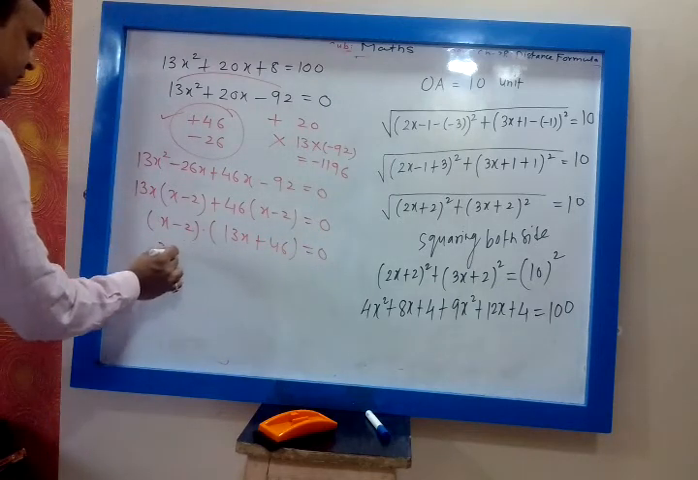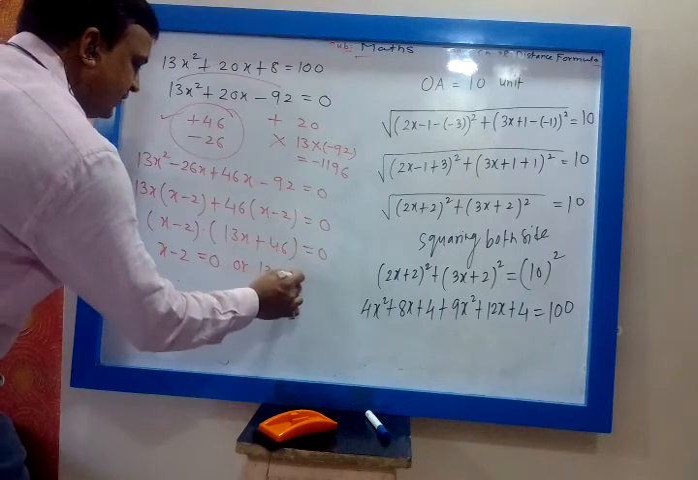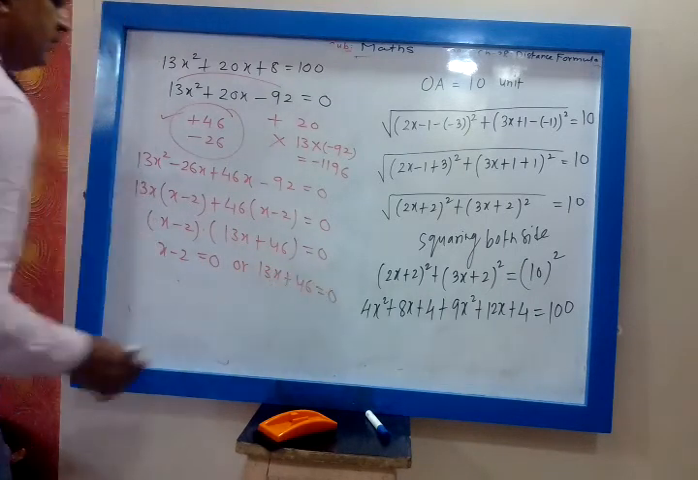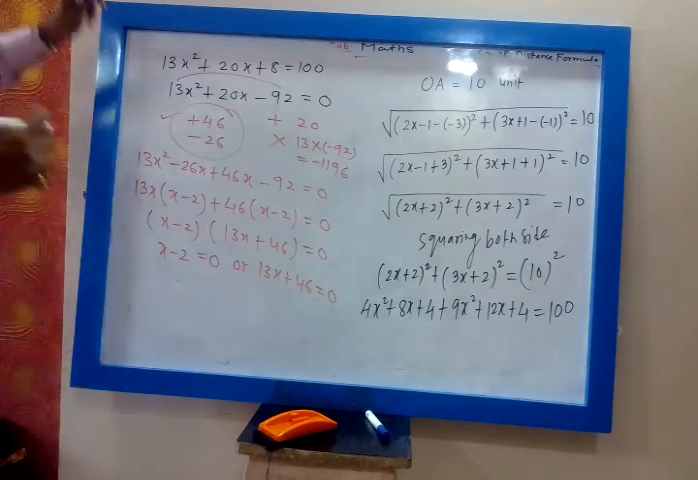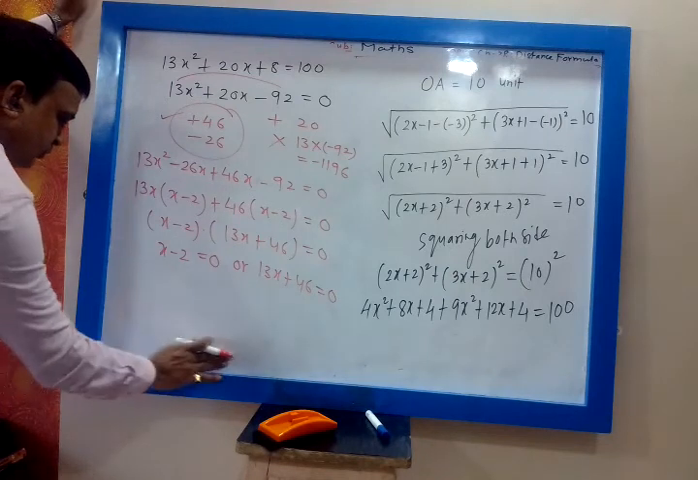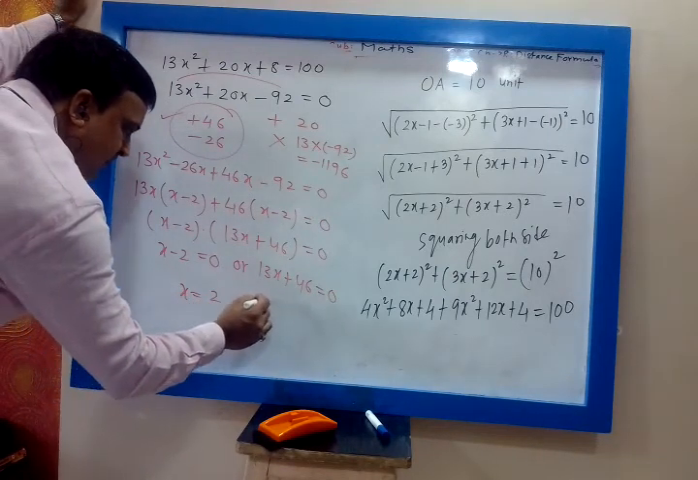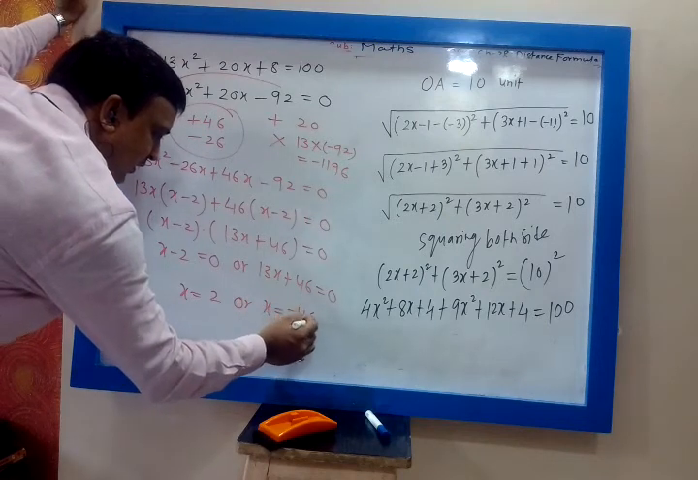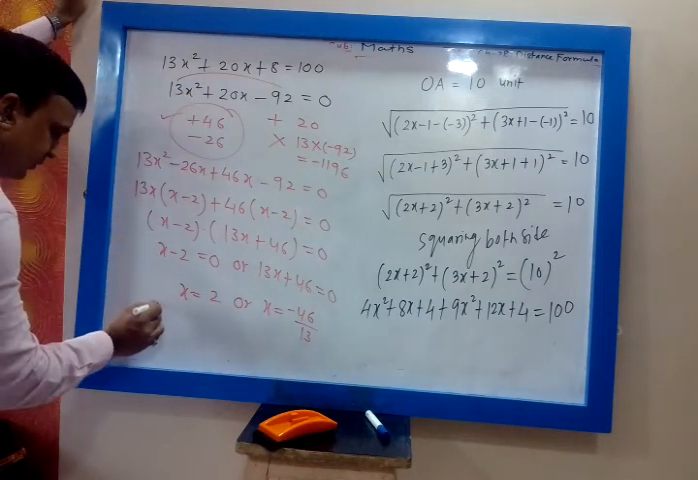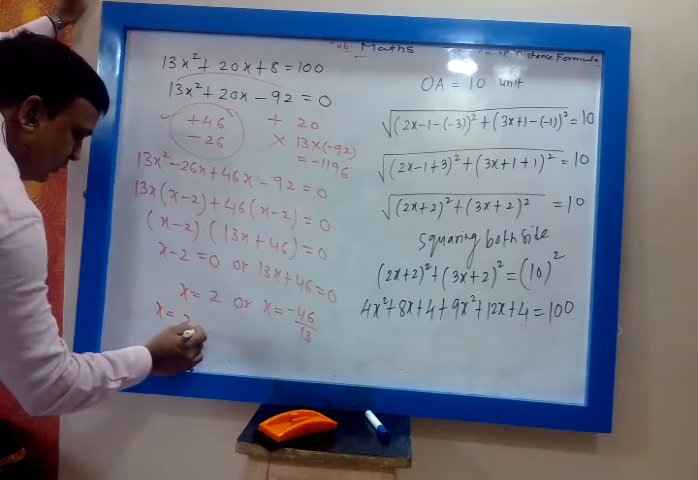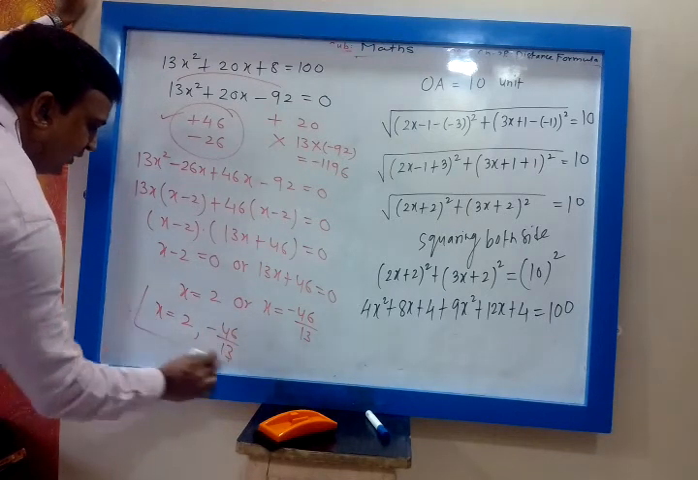So you will get x minus 2 is 0 or 13x plus 46 is equal to 0. Okay. So you will get x is equal to plus 2 or x is equal to minus 46 upon 13. And see here, the coordinate x can be negative. So the answer is x is 2 or minus 46 upon 13. So both the values you will take.